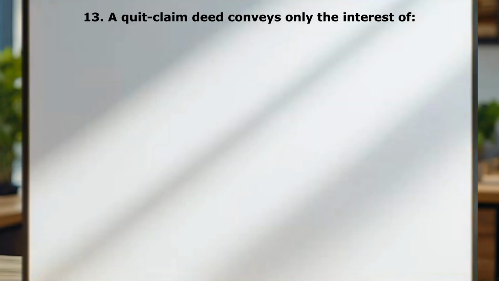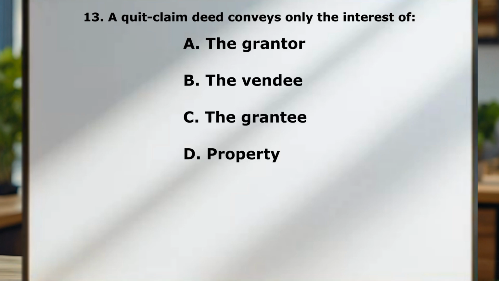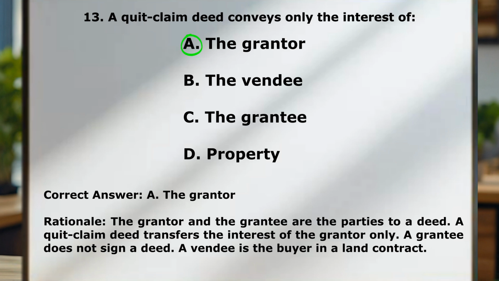Question number 13. A quit claim deed conveys only the interest of A. The grantor, B. The vendee, C. The grantee, D. Property. The correct answer is A. The grantor. So the grantor and the grantee are parties to a deed, and a quit claim transfer deed transfers the interest of the grantor only. A grantee does not sign a deed, and a vendee is a buyer in a land contract.